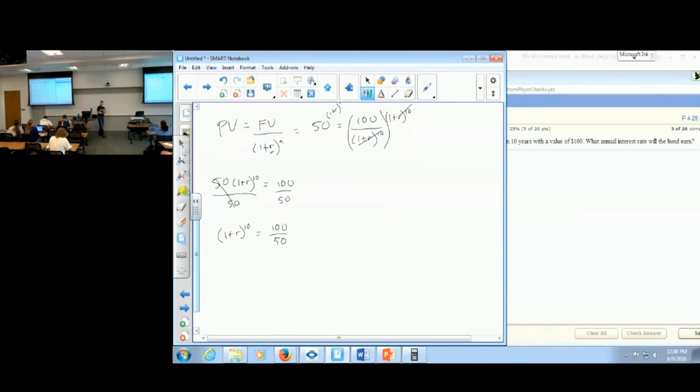Hey, we're in an exponent. Do you remember how to do that? I'm going to take the root. Right? But not just any old root. I've got to take the 10th root of that thing to cancel it out because it's raised to 10. So I need to take the 10th root of both sides, which cancels them out there. So I'm left with 1 plus r on the left. And on the right, I've got 100 over 50. I've got the 10th root of that. Another way to write that is raised to the 1 over 10.